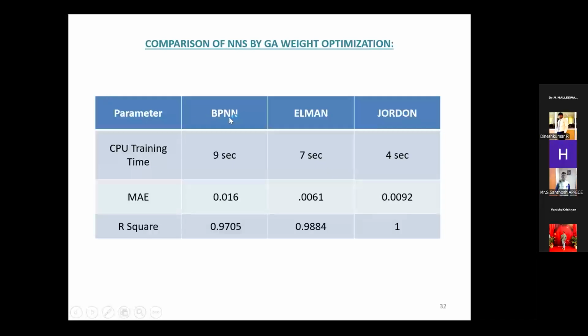See, in the normal backpropagation feed-forward neural network, my CPU training time is 9 seconds, whereas in the Elman it is 7 seconds. For a Jordan it is 4 seconds. This CPU training time gives a minimum error over iterations, like I showed in the earlier PPT. Then the mean absolute error is much lesser for the Jordan when compared to Elman, and for PPN it is slightly higher. Similarly, for R square, the values come almost close to 1.